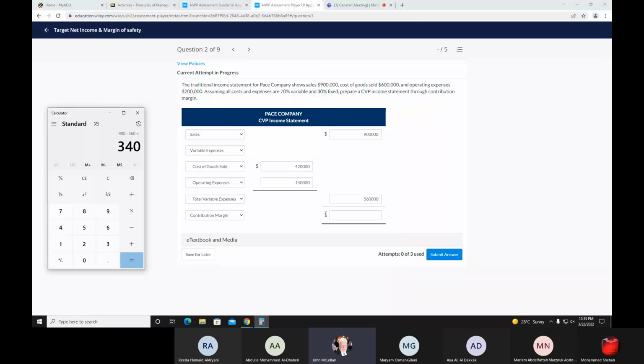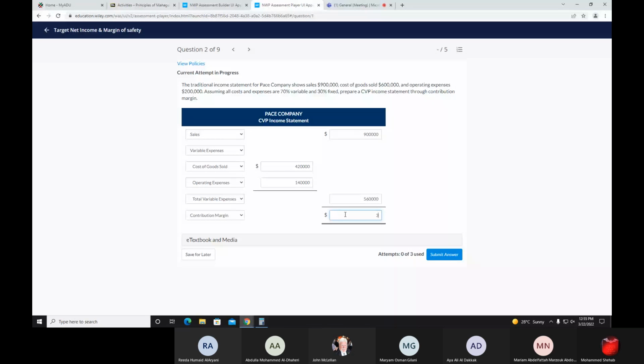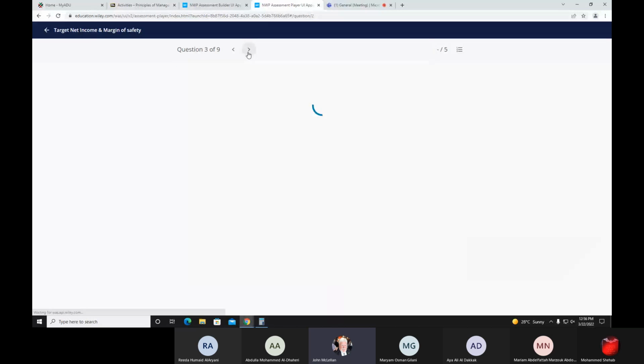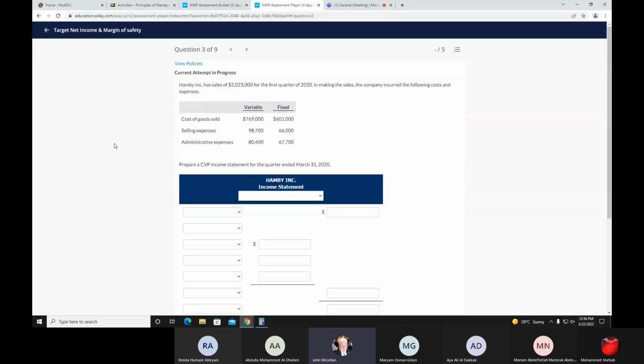Contribution margin is the sales minus the variable cost. Now that's contribution towards the fixed cost. They didn't give us a fixed cost, they told us that the fixed is 30% of the cost of goods sold and 30% of that. But all they wanted was down to the contribution margin. Okay, very good. Any questions? All right, let's continue.